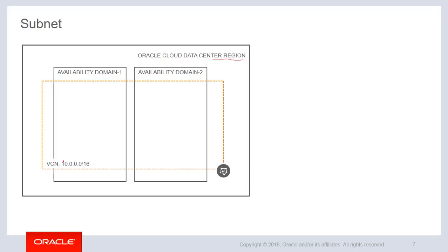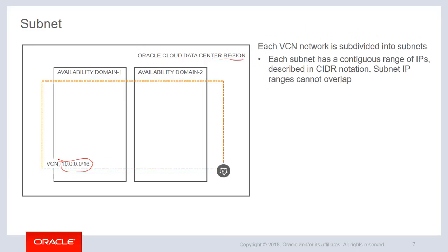How do you create a VCN? Very simply, you just specify the CIDR range, in this case 10.0.0.0/16, and there you go, you have a VCN. Now for practical purposes, a VCN is subdivided into subnets. Like a VCN, each subnet has a contiguous range of IPv4 values described in CIDR notation. Just keep in mind that subnet IP ranges cannot overlap. So I create 2 subnets here, 10.0.1.0/24 and 10.0.2.0/24, and I name them subnet A and subnet B, non-overlapping IP ranges.